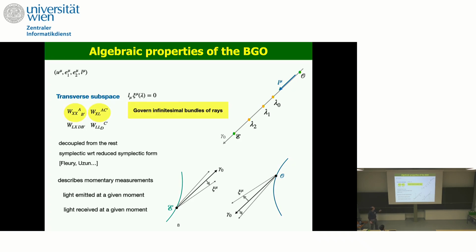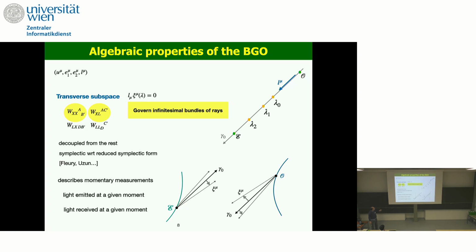By the way, these two guys, WXX and WXL, are also important in the sense that they govern the infinitesimal bundles of rays. In particular, WXL governs the behavior of the bundle of rays which has a vertex at O. So you imagine an infinitesimal bundle of rays, a kind of small congruence, which has a vertex at O, emanates from O, and goes basically along this null geodesic. Its properties are exactly given by WXL.